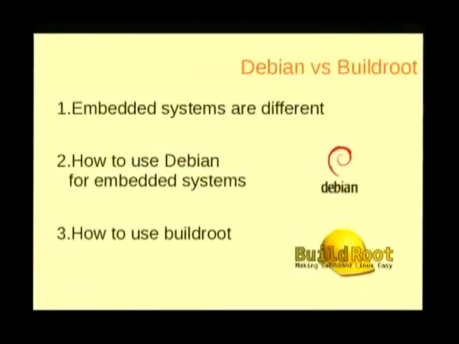Now, first of all, we have to realize that embedded systems are a bit special. So I'm first going to talk about what is so different about embedded systems and what impact that has on the distro. Second, actually, a large part of my talk is going to be about Debian and how to use Debian in an embedded system. And then finally, I will talk about buildroot, and I'm going to advertise a bit about buildroot because that's a project where I'm a contributor.